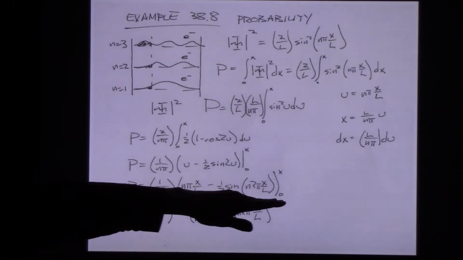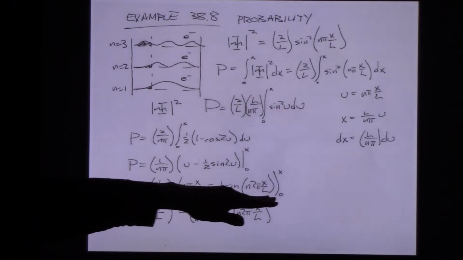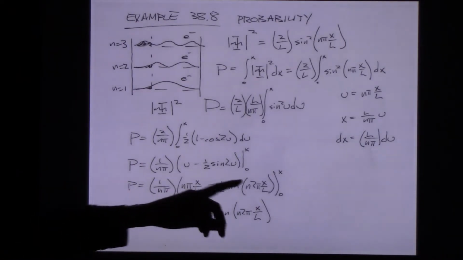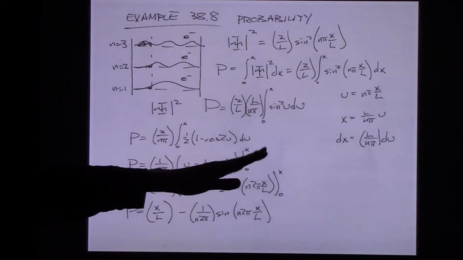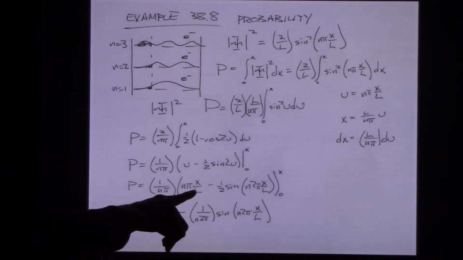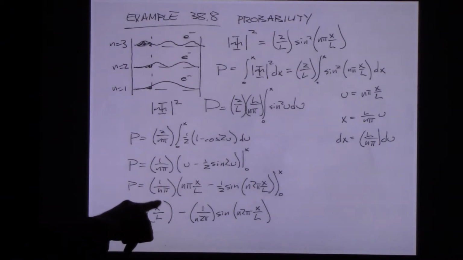Now, it's still the case at the 0 side, those just become zeros. They drop out. But when x is equal to x, we can substitute that in. For this first expression, that leaves me with x over L.